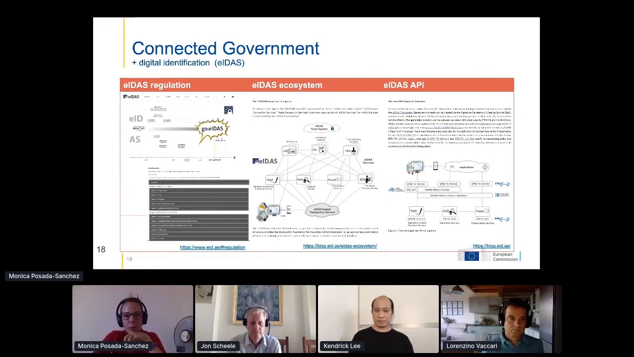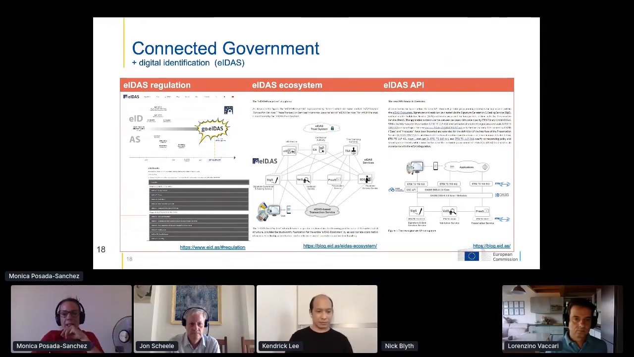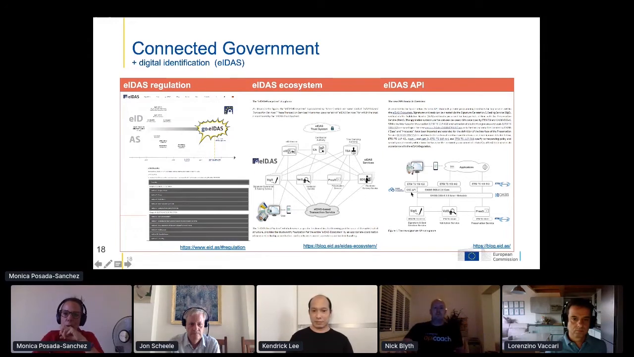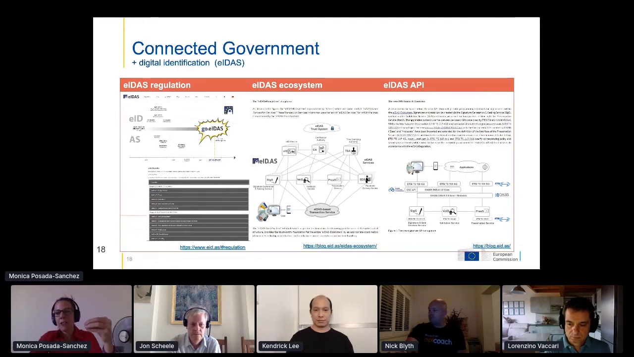So there is a defined electronic ID ecosystem, and lately there has been development of an API that will enable and facilitate the connection between the transactions performed between different actors and different countries in Europe, and this API will facilitate the connection through the whole digital chain. So that's about mutual recognition of digital identities in each country.